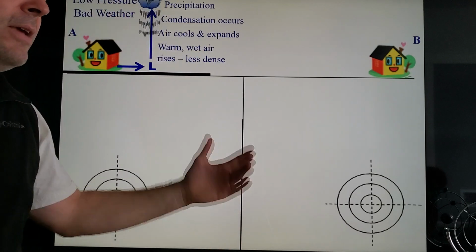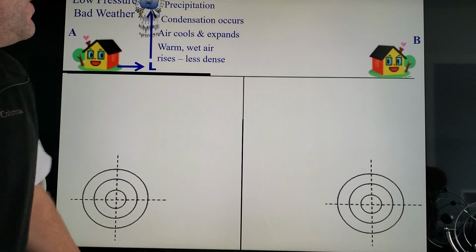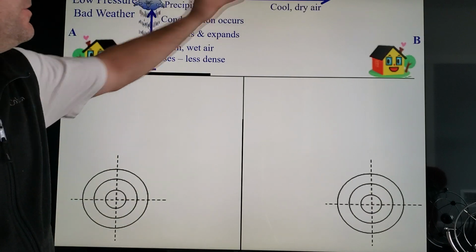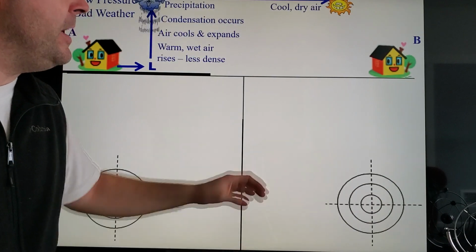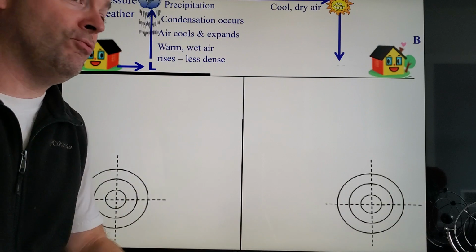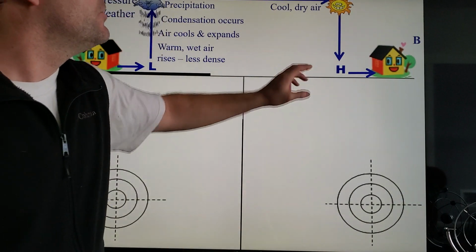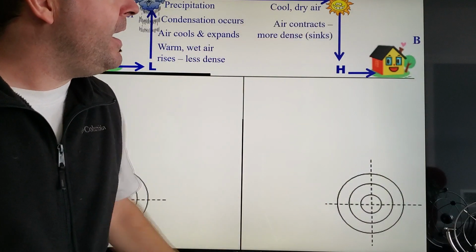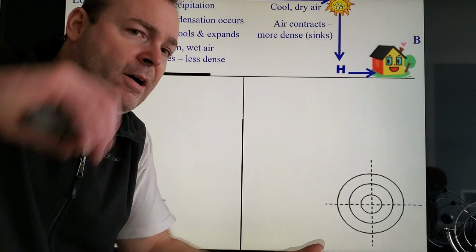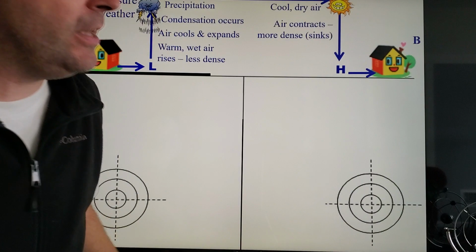Well, air doesn't just stay in one place, right? It's got to keep moving around the Earth. In another place, it's got to be a different situation. It'll be cooler and drier. It doesn't rain all over the entire Earth at the same exact time. So this place is having a cool, dry day. The air is sinking down, right? Higher pressure air sinks.